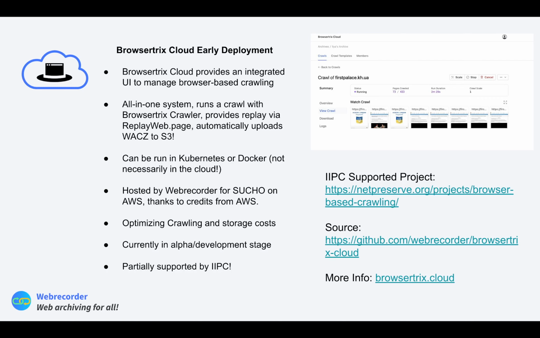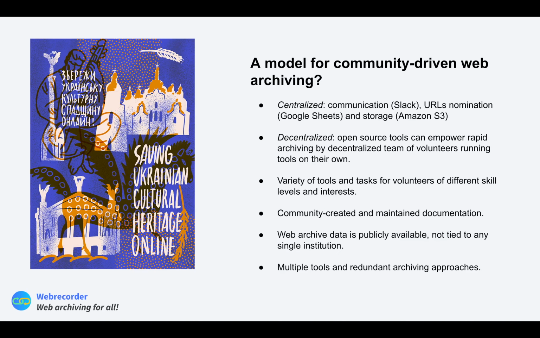Last thing I wanted to mention is that perhaps Sucho is a really great model for community-driven web archiving. And I think this worked really well, perhaps better than I've seen before anywhere, where there was sort of centralized communication via Slack, URL nomination via Google Sheets, and storage on Amazon S3. So these things were all centralized. And then what was decentralized is the tools.